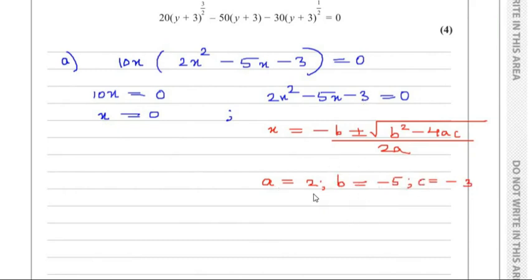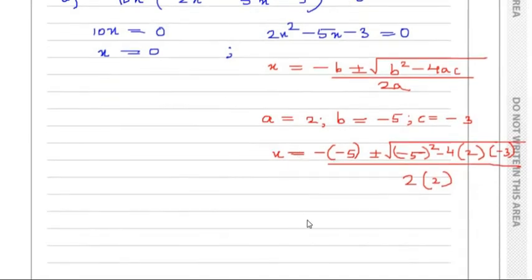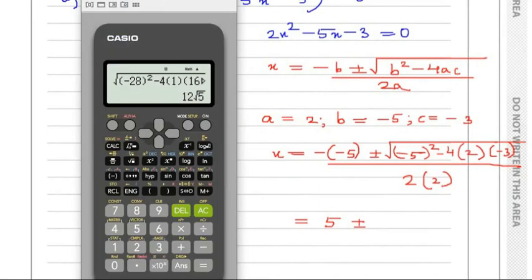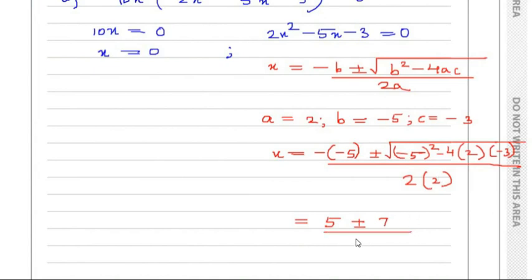Now let us substitute these values of a, b and c in the above formula, and we get x is equal to minus of minus 5 plus minus square root of b square, which is minus 5 square, minus 4 times a, which is 2, and c, which is minus 3. Whole thing divided by 2 times a, which is again 2. So here we get minus of minus 5 is plus 5 plus minus, let us see what we get for the square root term. So we have square root of minus 5 square minus 4 times 2 times negative 3. So that gives us 7. So plus minus 7 divided by 2 times 2 is 4.